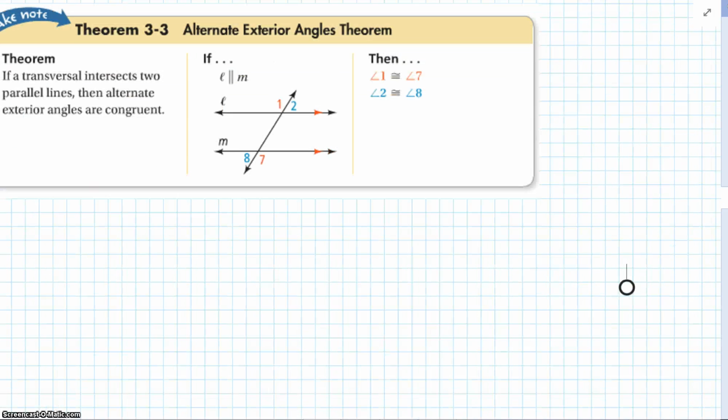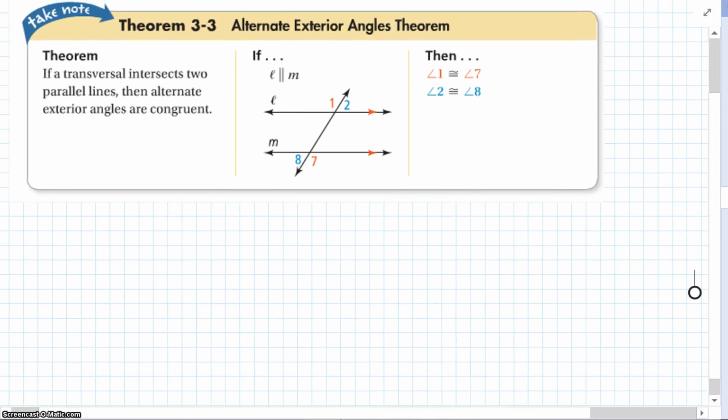Theorem 3.3, alternate exterior angles. If the transversal line intersects two parallel lines, then alternate exterior angles are congruent as well. So angle 7 is congruent to angle 1, and angle 2 is congruent to angle 8. Based on vertical angles of this angle and this angle, and corresponding angles of this and this, we can prove that pretty easily.